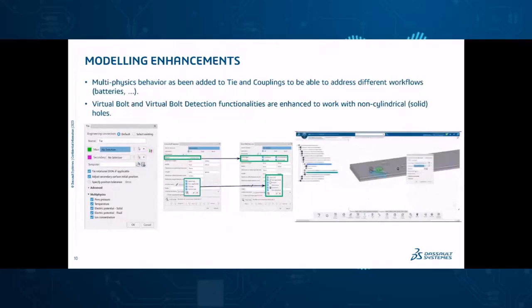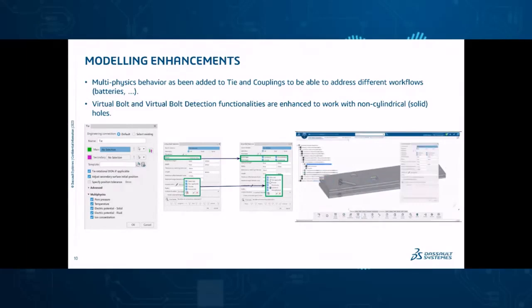Continue with modeling. So we have multi-physics behaviors for couplings and ties, enabling you to couple more degrees of freedom, specifically looking at battery analyses. And from a virtual bolts point of view, you now have the ability to detect and select non-cylindrical holes for virtual bolts. So you can have combinations of a cylindrical hole at the top and a slot at the bottom, as you can see on the animation on the slide.